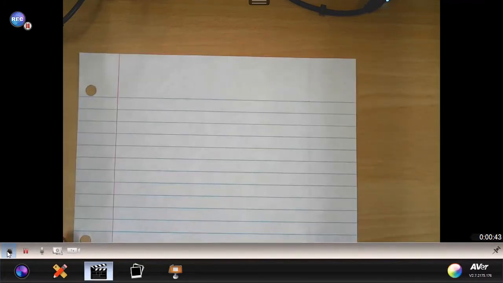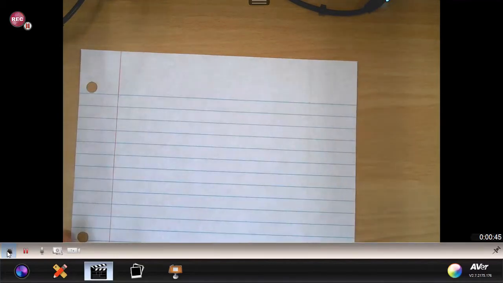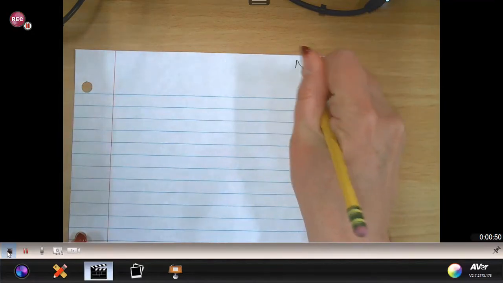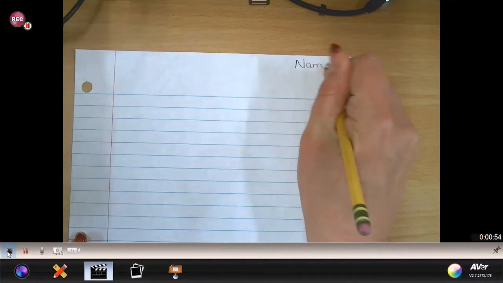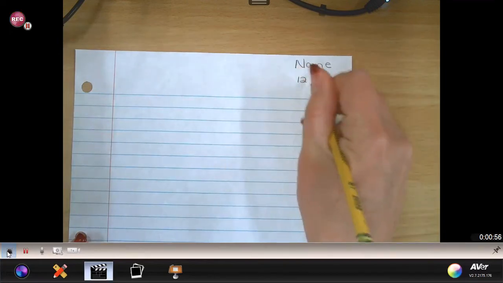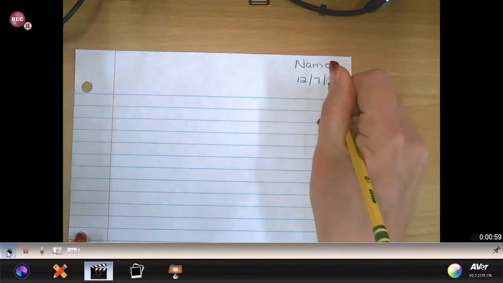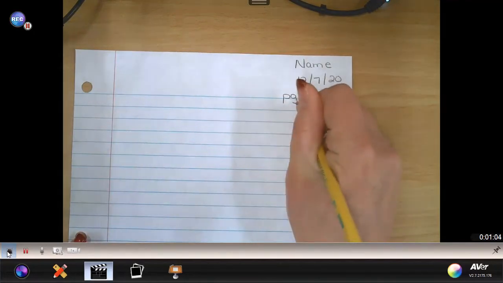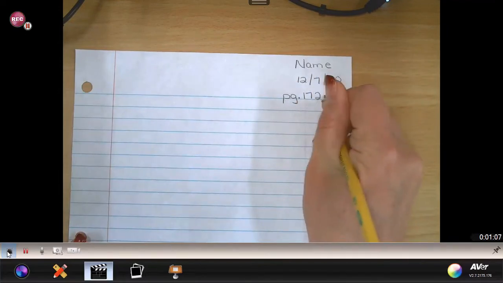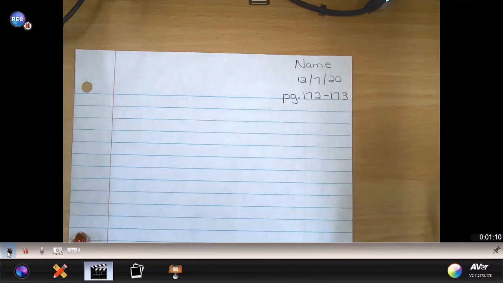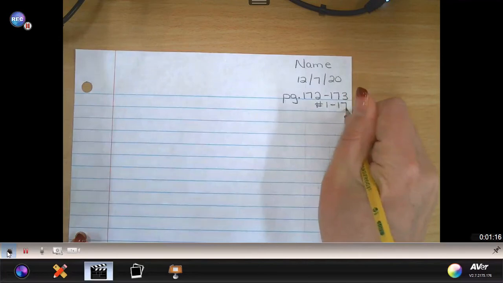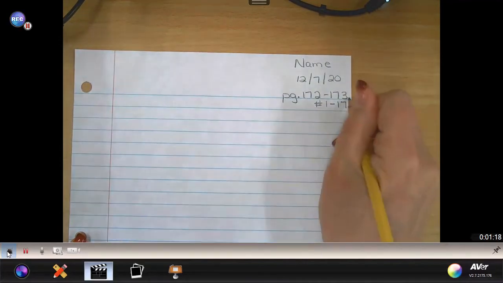When you are starting off make sure you have a piece of paper and a pencil. We're going to put our heading on our paper. So please make sure you put your name in the top right-hand corner of your paper along with today's date, which is December 7th, 2020. And please also show me or write down the page number for this assignment. That helps me out a lot, so I do appreciate it when you guys do that. And we are going to be taking a look at problems 1 through 17.